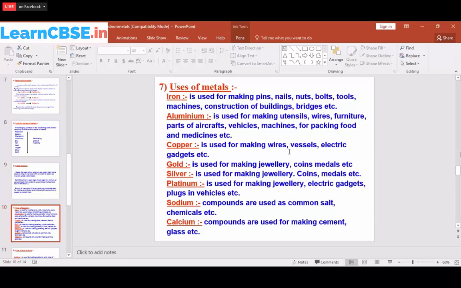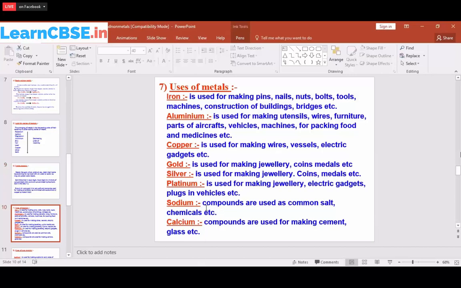Copper. The copper is used for making wires to conduct electricity, vessels, electric gadgets, etc. Gold. It is used for making jewelry, coins, medals, etc. Silver. It is used for making jewelry, coins, medals. Platinum. Platinum is also used for making jewelry, electric gadgets and plugs in vehicles, etc., because it is very inert. That is why they do not react with any other atoms. So that's why they are used in the plugs as well as in the electric gadgets.